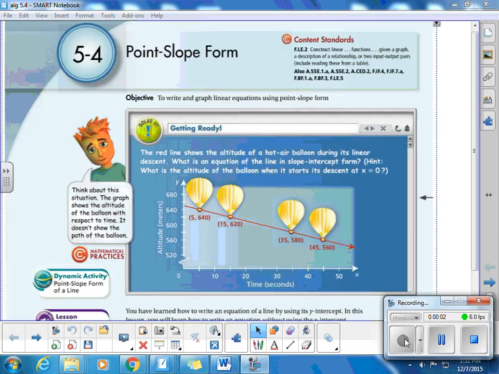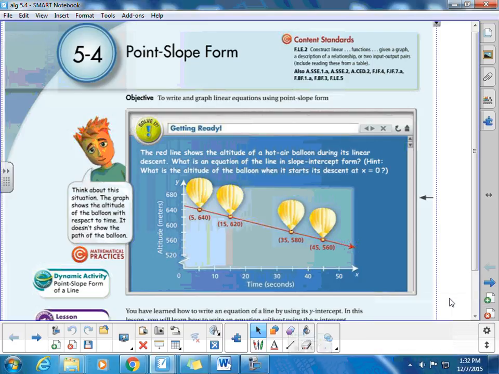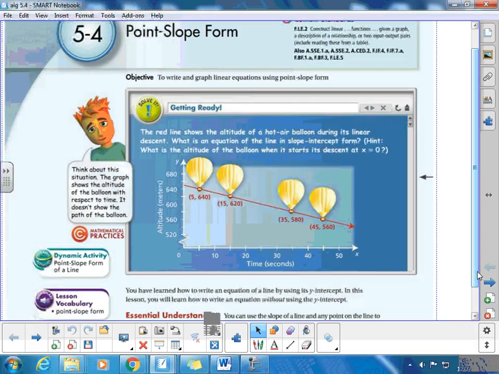So 5.4 is point slope form. So far what we've done is slope intercept form, y equals mx plus b. And now we're going to learn a different equation, point slope form. So here's an example of a line.